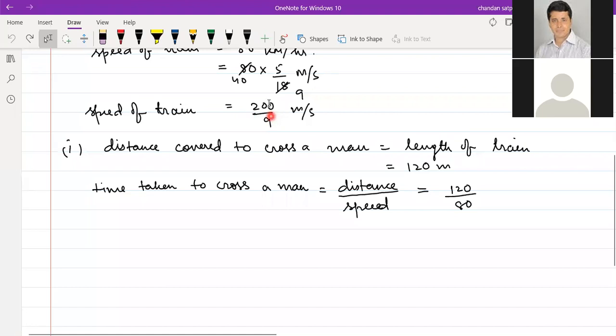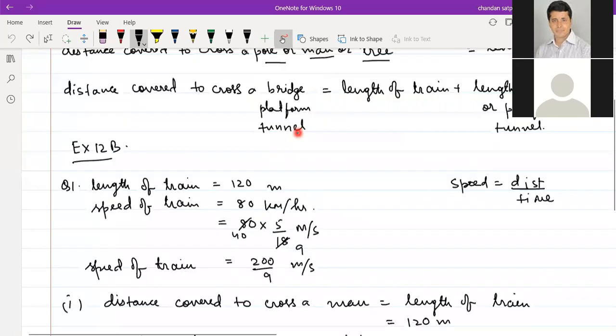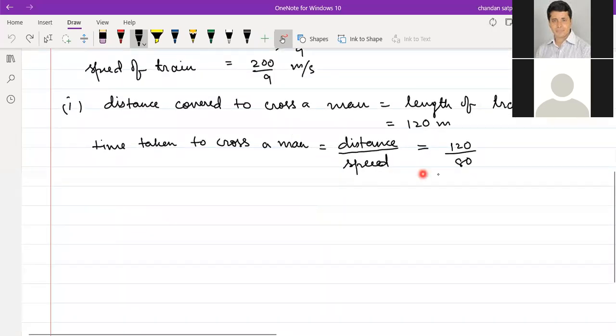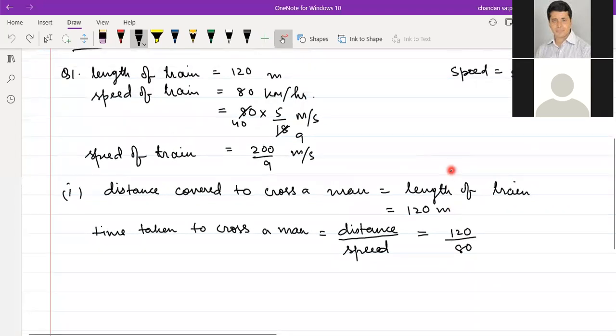Speed will take this one here. You see the speed is given how much? Here the speed is 200 by 9. So we have to take that speed, 200 by 9 will take. Okay. So we'll write that in place of speed 80, we'll write 200 by 9.